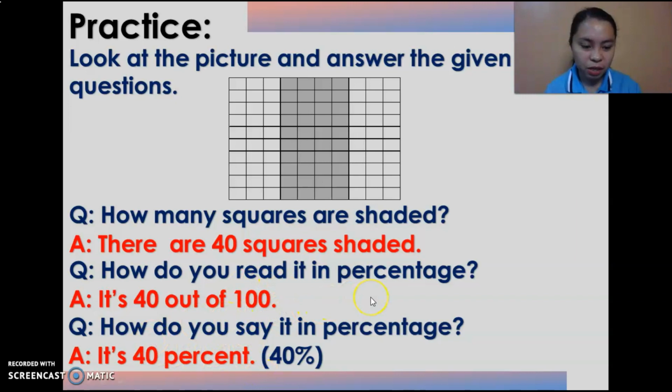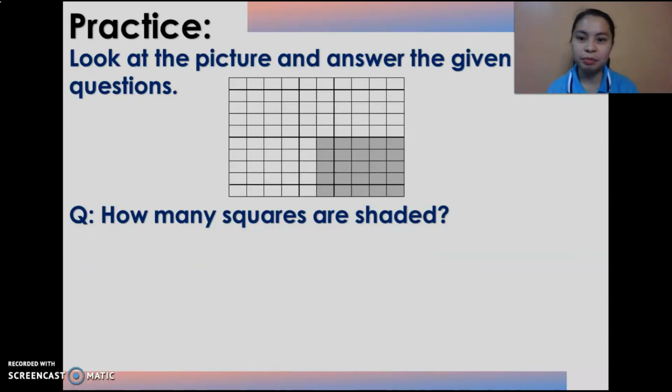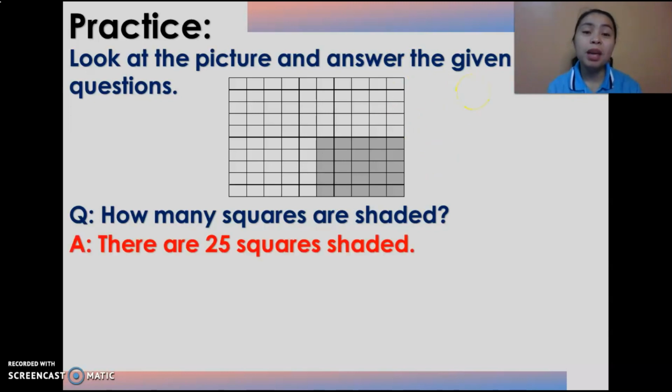Okay, let's go on to the next picture. Look at the picture. Question number 1. How many squares are shaded? What's your answer? Are you sure? You just simply count the shaded parts. In a sentence, that would be, there are 25 squares shaded. Again. Very good.